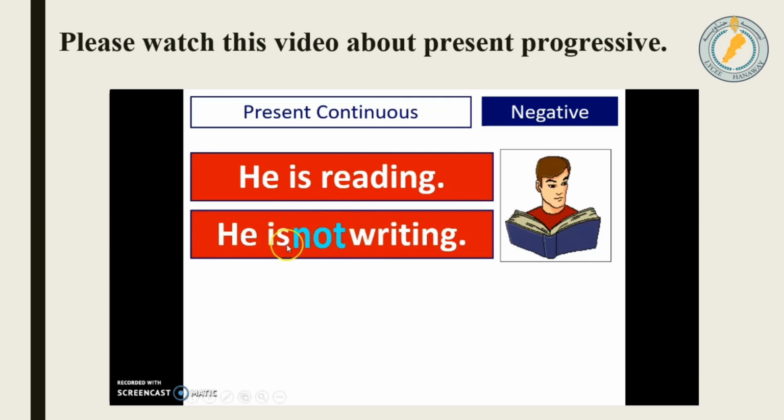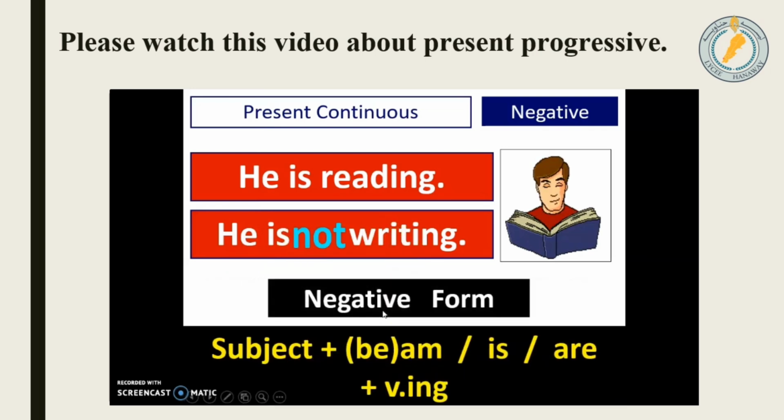So, if I want to make a sentence in the negative form, I have to add the word not. Not over here is inserted between the verb be and the ing form, which is writing. So I say, he is not writing. So this is the negative form.